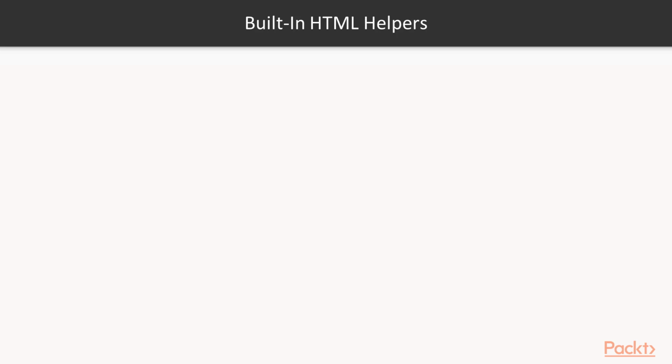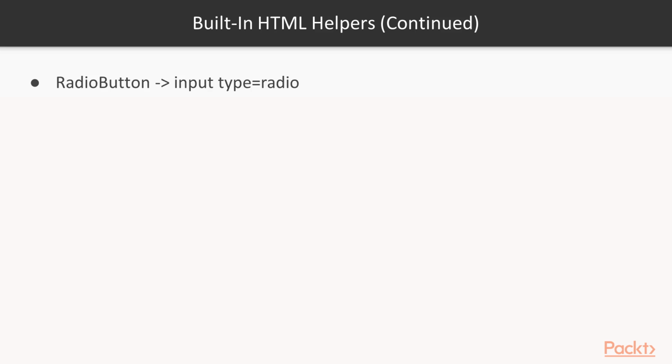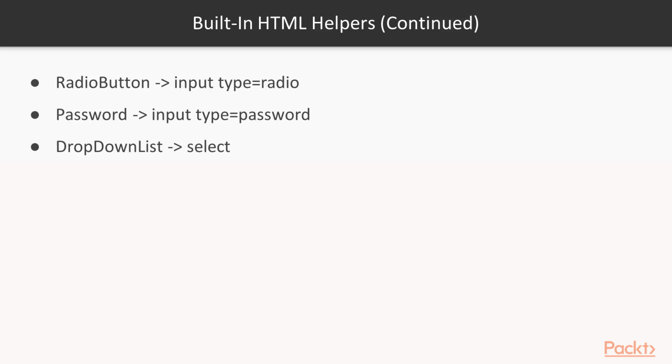There are many built-in HTML helpers available. I'm listing the most common types here. These are the label helper that generates the label tag in HTML, the text box helper that generates the input tag in HTML with the type equals text attribute, the text area helper that generates the textarea tag in HTML, the checkbox helper that generates the input tag with type equals checkbox, the radio button helper that generates the input tag with type equals radio, the password helper that generates the input tag with type equals password, the drop-down list helper that generates the select tag in HTML, and the hidden helper that generates the input tag with type equals hidden.